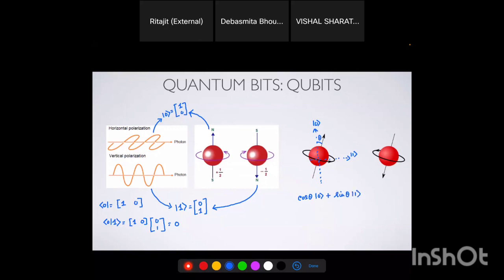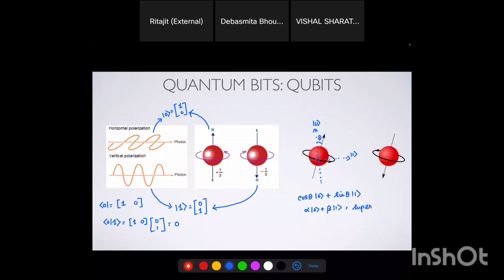Or if you are not really interested in how you got this cos theta and this sin theta, we can simply call this some alpha 0 plus beta 1. So it is some way in between 0 and 1, and how close it is to 0 is defined by alpha, and how close it is to 1 is defined by beta. So this is what we will call superposition.